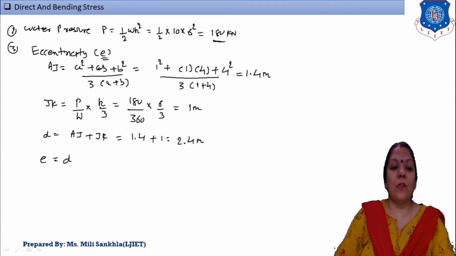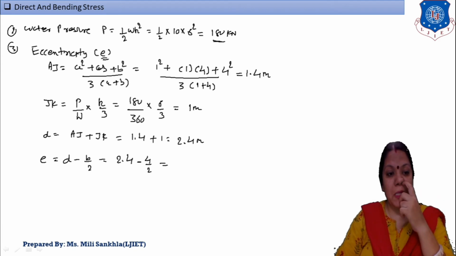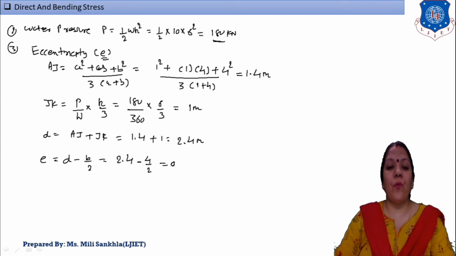Okay, now next we find out eccentricity E. Eccentricity E is equal to D minus B by 2. Now what is D? D is equal to 2.4 and B is given in this data, that is 4 by 2. Now my answer of this eccentricity E is equal to 0.4 meter. Okay, here I get D is equal to 2.4 and this is 0.4 meter.